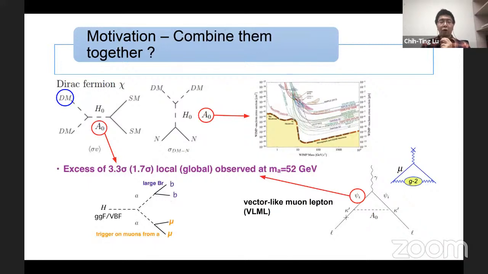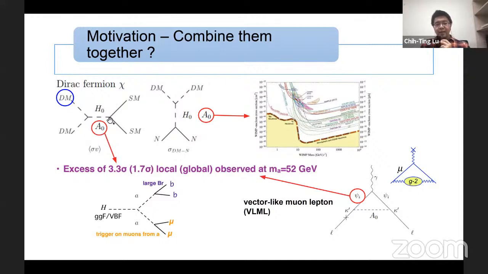So in this talk, I hope to combine them together. We try to use simplified dark matter models, where we have some freedom to choose what kind of dark matter it could be. In this study, we simply choose a Dirac fermion chi. For this simplified dark matter model, we choose the mediator as A0. And we use this A0 to explain the excess of this Higgs exotic decay, the 3.3 sigma local excess with m_a equal to 52 GeV.